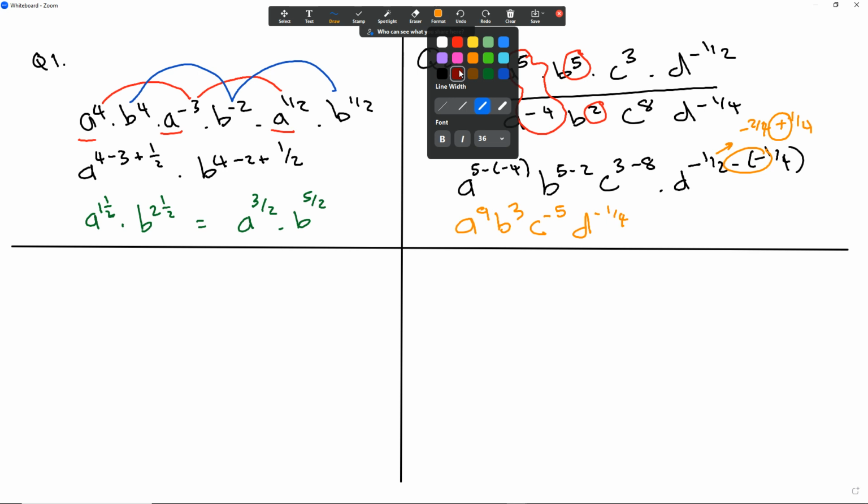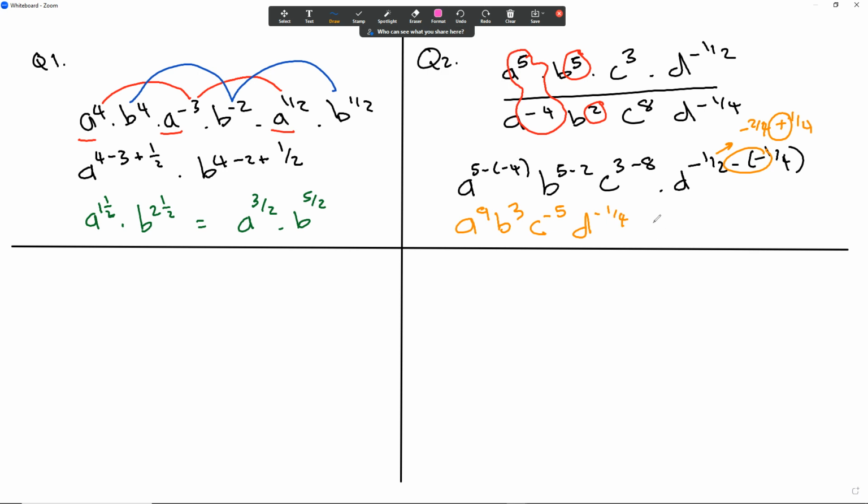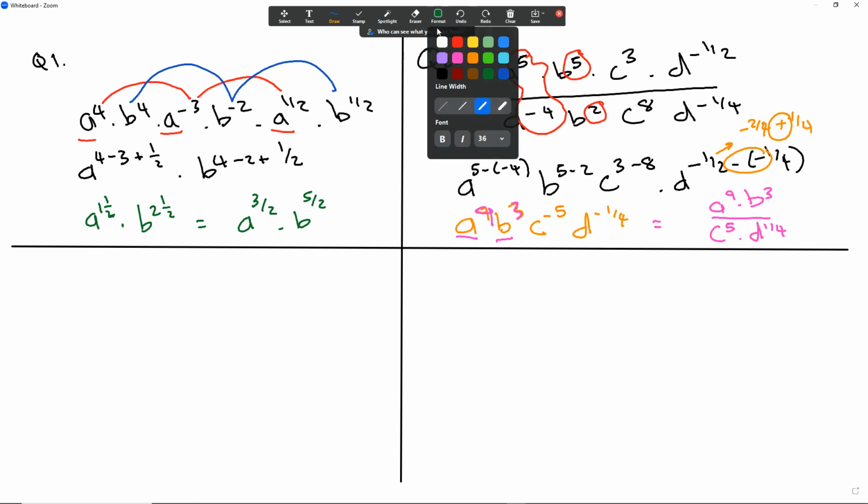Now, we don't like negative powers in our final answer. We like to make it positive. So we're going to keep these two with positive powers, 9 and 3, at the top: a to the power of 9 times b to the power of 3, all divided by c to the power of 5 times d to the power of a quarter. It's quite a weird question, but we just want to identify how to divide different forms. Okay. All right. Let's go to question number 3 now.